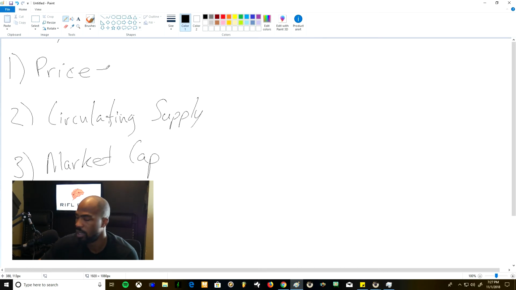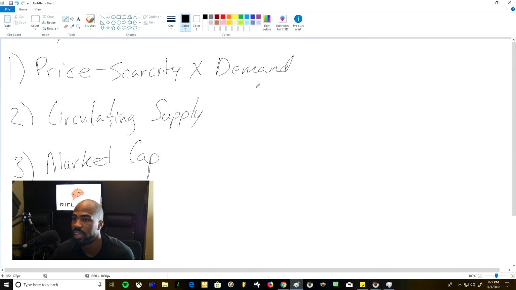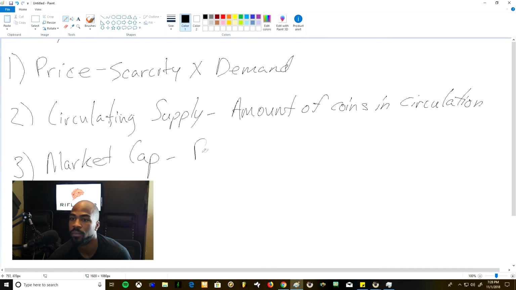So let me see. Scarcity times demand. So the price is created with how scarce it is, and that is basically weighed also with the demand, is how the price is created. So the smaller the amount of the circulating supply, the higher the price of the coin. The higher the circulating supply, the lower the price of the coin. And the circulating supply is the amount of coins in circulation. And the market cap is the price times the circulating supply.